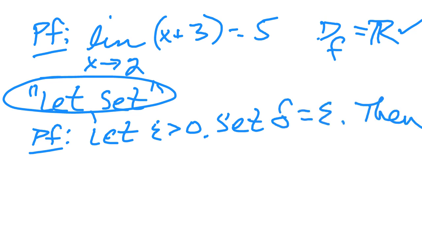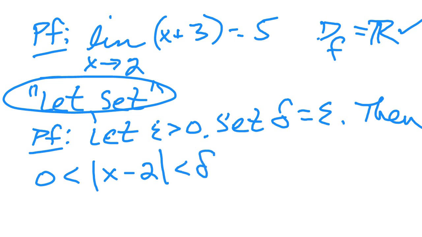Then 0 is less than the absolute value of x minus a. What's a? A was 2. Is less than delta. What does that imply? Well, we need it to end up implying that the absolute value of f of x, x plus 3 minus 5, is less than epsilon. That's what we need, right?